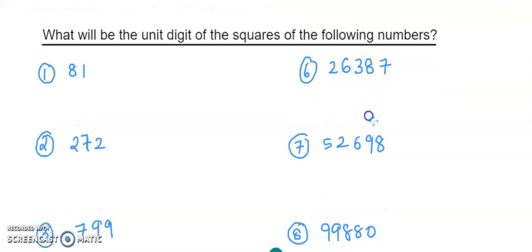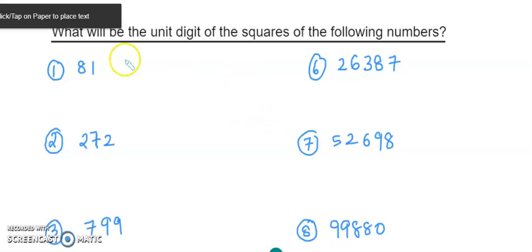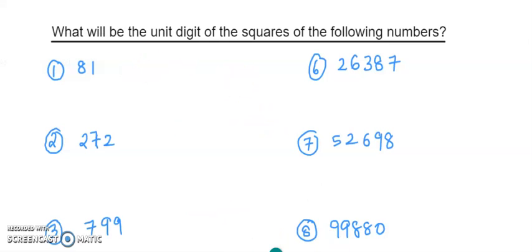So the first type of question is: what will be the unit digit of the squares of the following numbers? Without finding the square, you have to say. So what we'll do is we'll look at the last digit, not the first digit, the last digit. The last digit is 1. So if we are doing 81 squared, then the answer will end with 1.